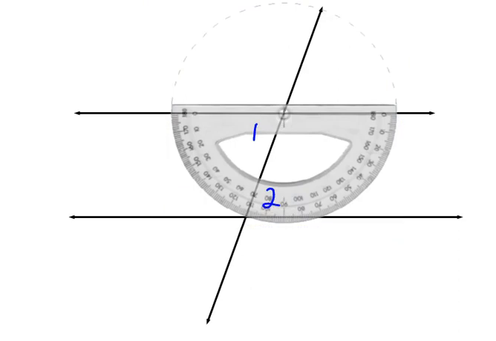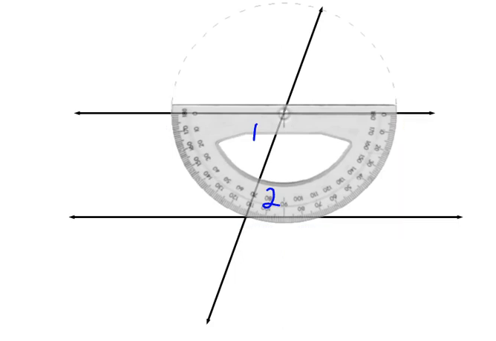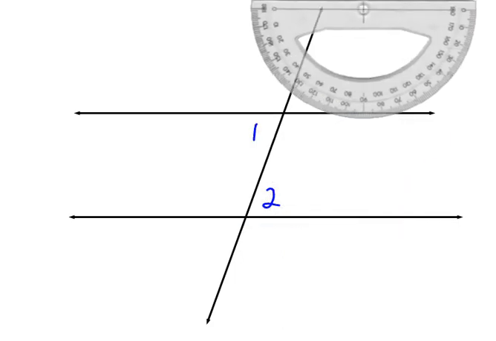Start measuring with the 0 again. 10, 20, 30, 40, 50, 60, 70. So angle 1 and angle 2 are both 70 degrees. When the lines are parallel, those angles are going to have the same measure.